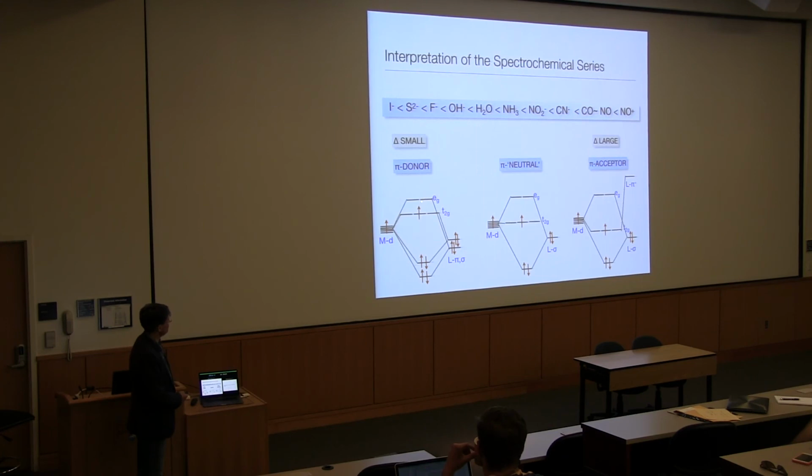For a pi neutral ligand, the T2g orbitals are neither stabilized nor destabilized, so they're in the middle of the spectrochemical series. But for the strong field ligands, you have an interaction of the occupied metal T2g set with the unoccupied CO pi star orbital, and that will stabilize the metal d orbitals, and you get a very large splitting and hence a strong field. That is why NO plus is such a powerful ligand. That is why CO is such a powerful ligand. And that is also the reason why hydroxide is a weaker field ligand than H2O, because hydroxide is a good pi donor, whereas water is a bad pi donor.